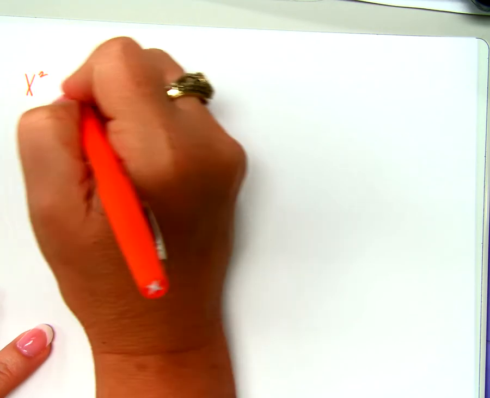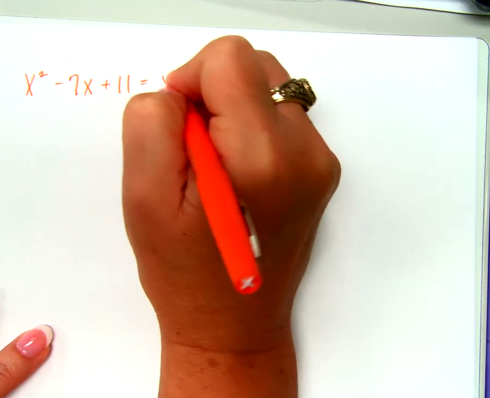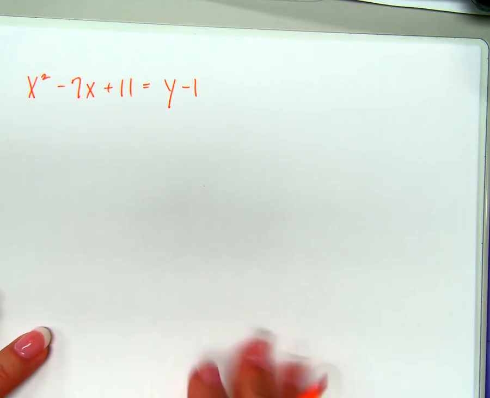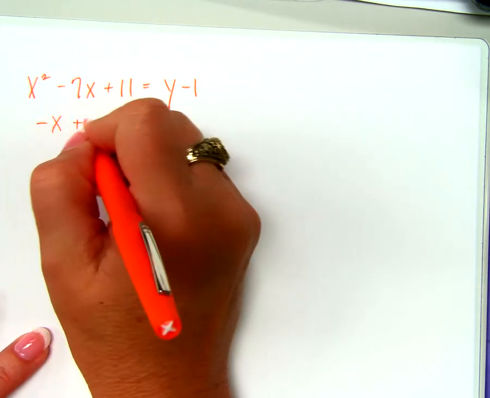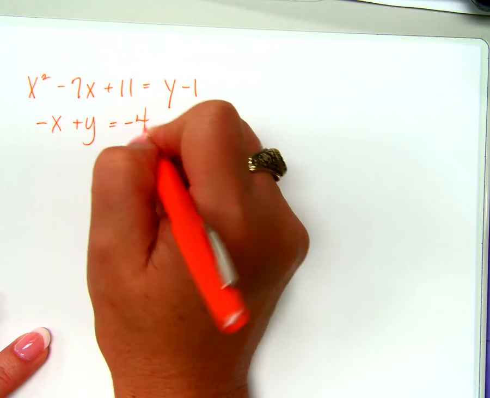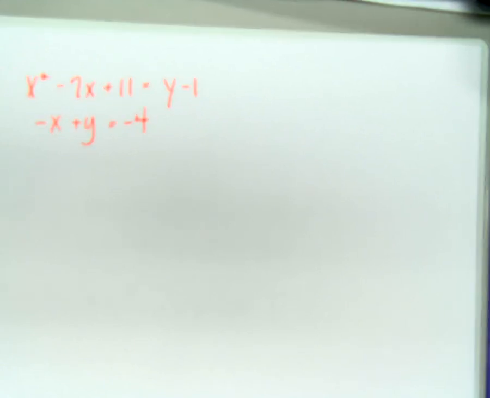X squared minus 7x plus 11 equals y minus 1. And negative x plus y equals negative 4. Now, this is going to be a little different than you're used to, because what we did before was we lined up all the x's, we lined up all the y's, we lined up all the equal signs, and we lined up all the constants, didn't we? What? I don't know what it's doing. I'm sorry. It's freaking out.